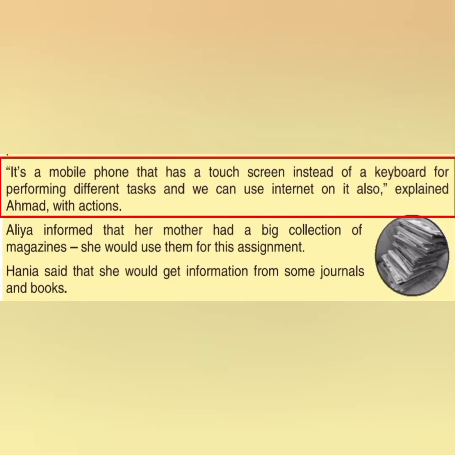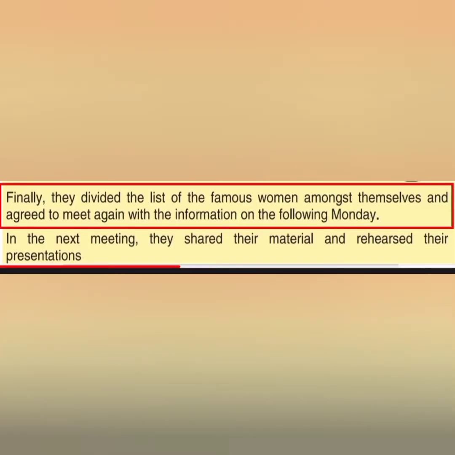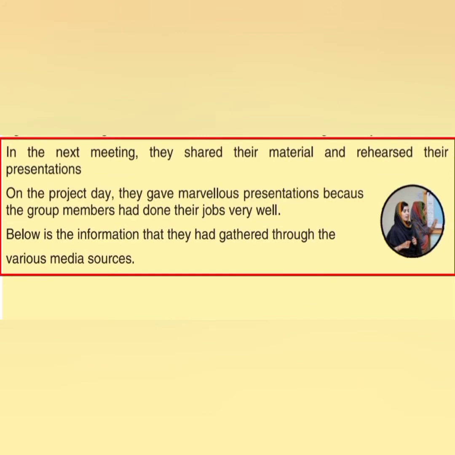He told everyone about the latest advancement of the cell phone, that now it's so easy to search and collect information about any topic on the cell phone using the internet instead of a laptop or computer. Moreover, Alia had a big collection of magazines, so she wanted to utilize them. Anya would get information from journals and books. In the end, they divided the list of the famous women among themselves and decided to meet again on Monday with the complete information. They did a superb job on the project because of the hard work and interest they showed.